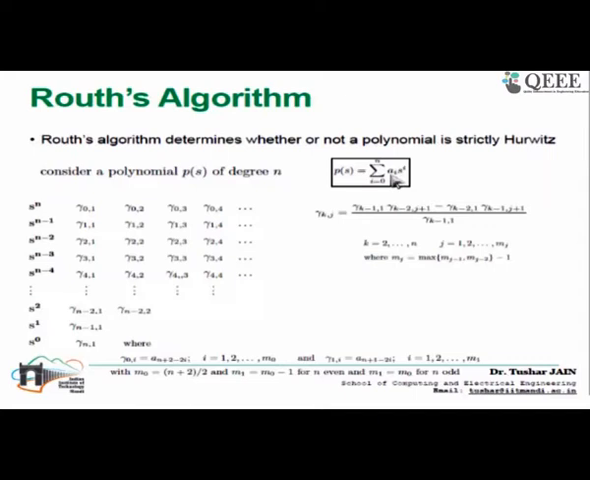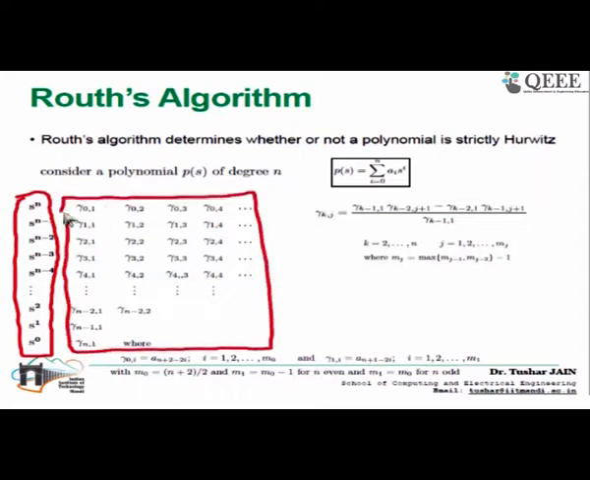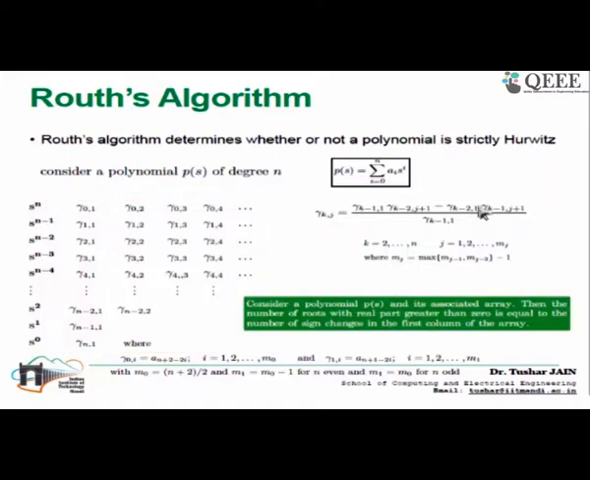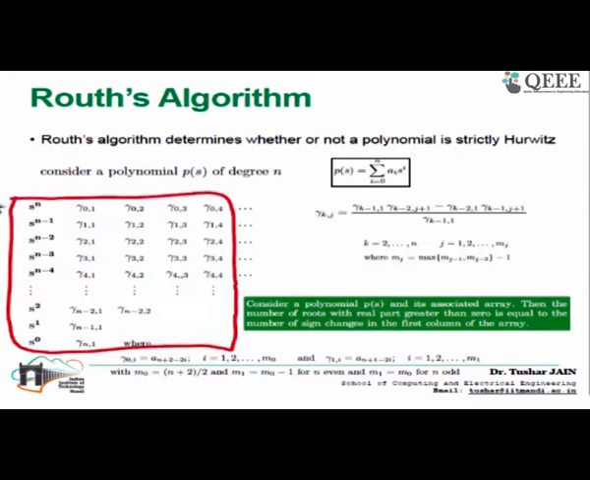So this is how we compute the Routh array, where we first write this column with all the powers of s, then we start filling this table by using this formula. Maybe this appears quite complex, but when we see the example, you could see how this kind of table is constructed using this formula. So consider a polynomial p of s and its associated array. Then the number of roots with real part greater than 0 is equal to the number of sign changes in the first column of the array.